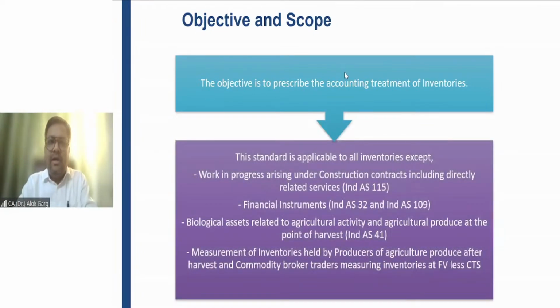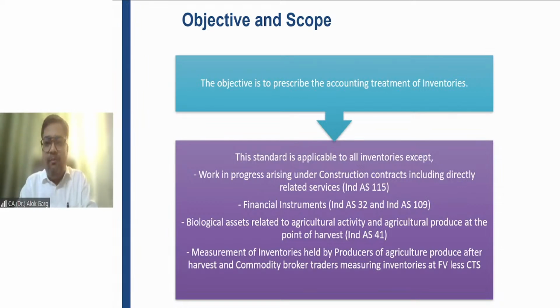Accounting treatment does not mean only accounting entries. Sometimes students think that when a teacher is talking about the accounting treatment, the first thing that comes to their mind is accounting entries. It is not only accounting entries. In addition to accounting entries, it is how it is going to be measured, how it is going to be presented, how it is going to be disclosed, right? So all four aspects are covered under accounting treatment. This standard provides the recognition principle, measurement principle, presentation, and disclosure in relation to inventories.